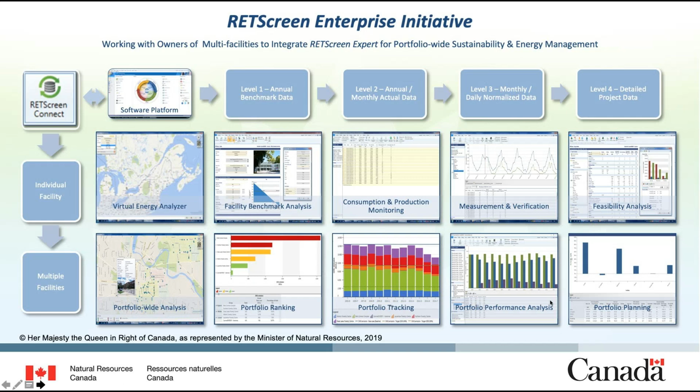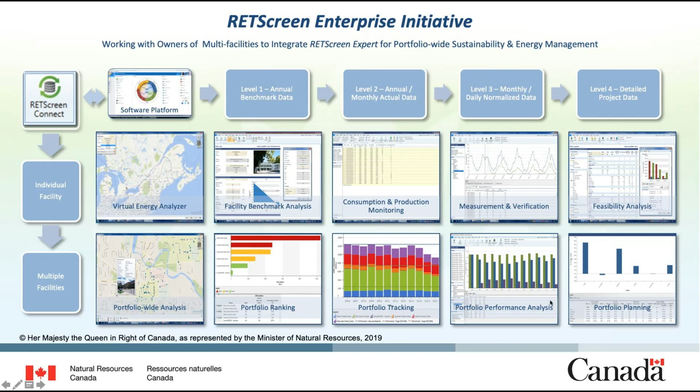So if we start, it's all anchored at the upper left-hand corner through something called RETScreen Connect. And that's our API, our application programming interface, that lets us automate a lot of the heavy lifting in the data department. And if I look at the middle row here, if we start on the left-hand side, the virtual energy analyzer, you're really just describing your facility. And then moving to the right, we have a benchmark analysis where you start deciding what you want to compare your building to. And then moving forward, consumption and production monitoring, just collecting the billing data.